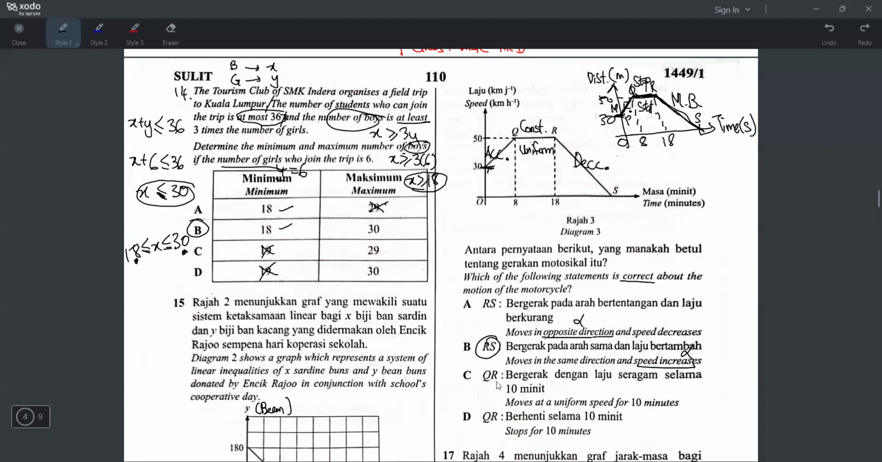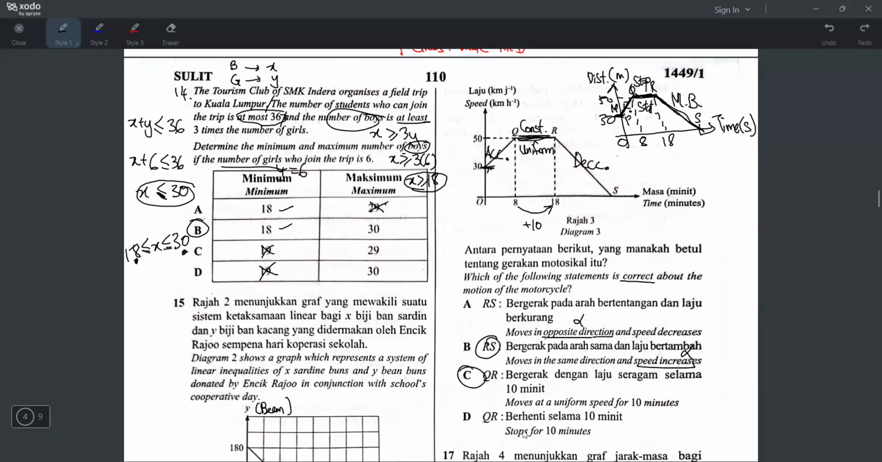Okay, C. QR, they say move at uniform speed for 10 minutes. Okay, this is correct. Because QR is this line. And yeah, dia move at uniform speed. Dia bergerak dengan speed yang sama selama 10 minit. Yeah, from 8 to 18 minutes. How to get the time here? 18 minus 8 is 10. So 10 minutes. So C is the answer.